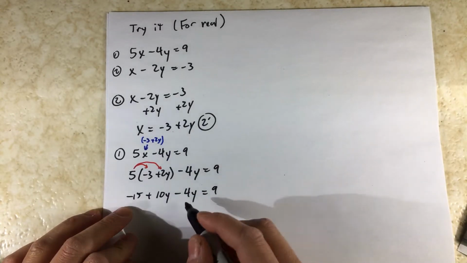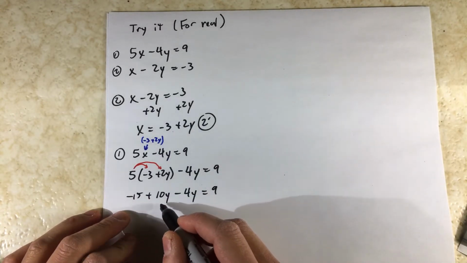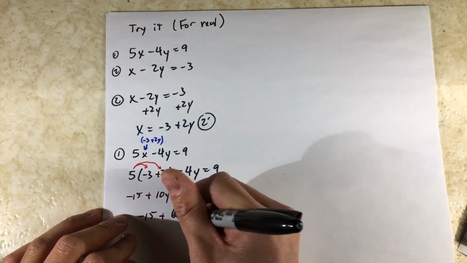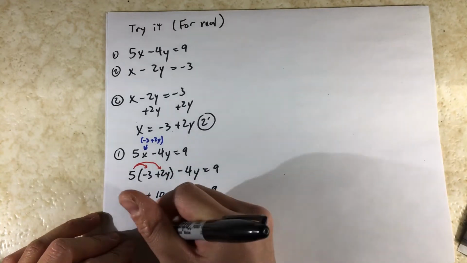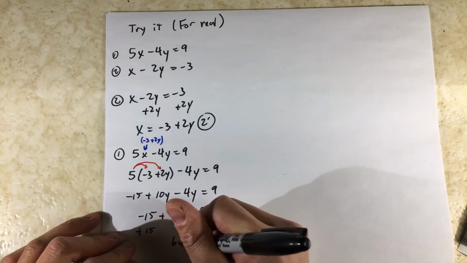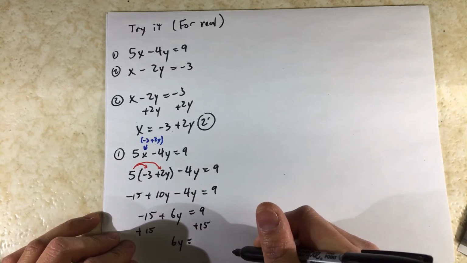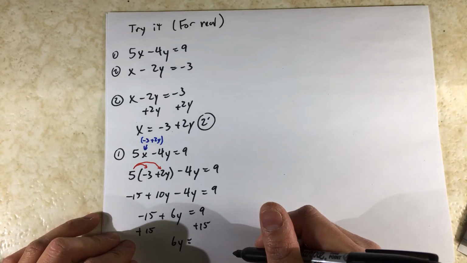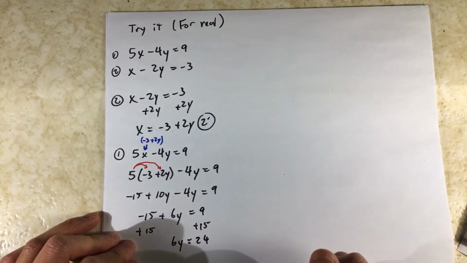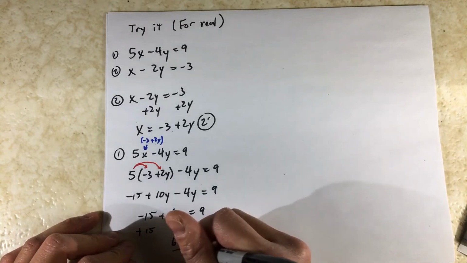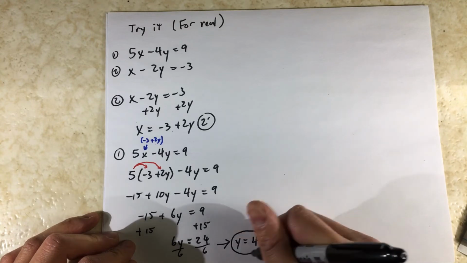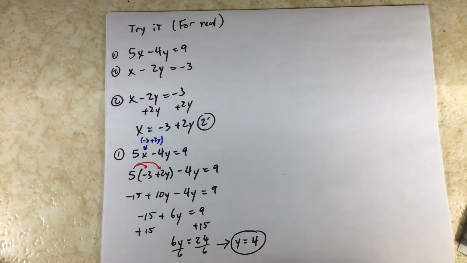Then I combine common terms. 10y minus 4y is 6y, so negative 15 plus 6y is equal to 9. Plus 15 on both sides, so 6y is equal to 24. For some reason I looked at that and thought 25, but that's not right. So 6 divided by 6, I get y is equal to 4.